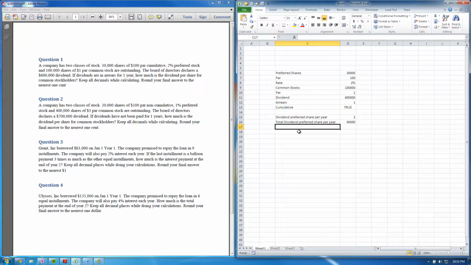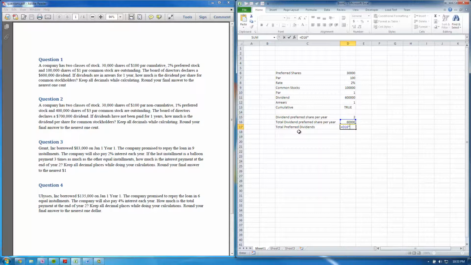Then we want to know, these are just per year. So in this particular year, it was in arrears for 1 year actually, and it is a cumulative stock. So we must take that into account. So in order to do this, we're going to find the total. And this is going to be equal to the total dividends per year times the number of years. So in this case, we want to make sure that if it's not cumulative, it's just 1. If it is cumulative, we want to make sure we add in the arrears to it.